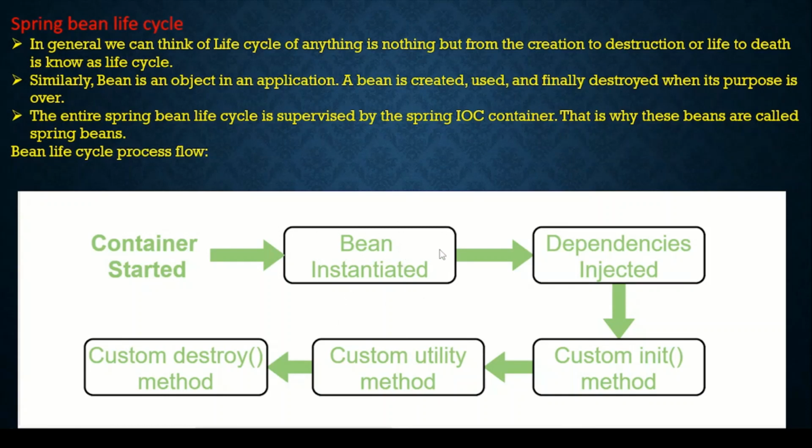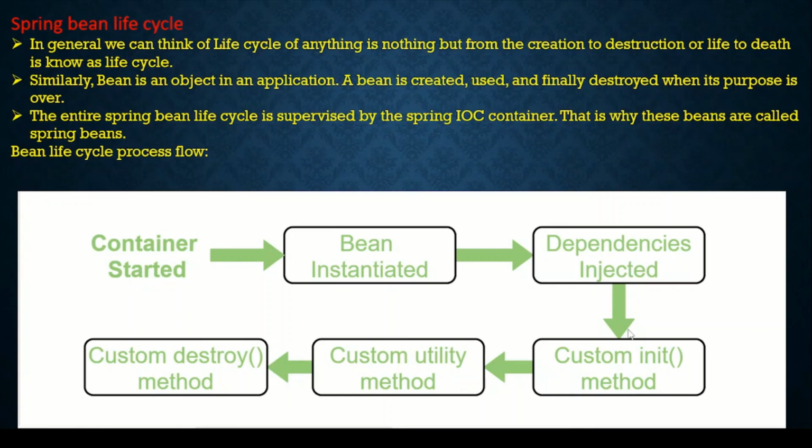Bean instantiation happens, and after that dependencies are injected. We have two types of dependencies, right? It may be a constructor, it may be a setter. All these dependencies are injected. First, constructor injection will happen. Then, setter injection will happen. I think you might have known this.